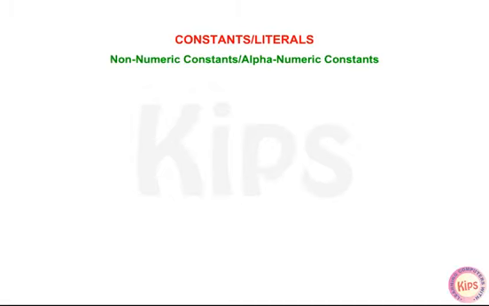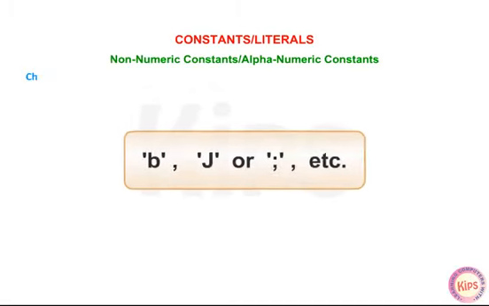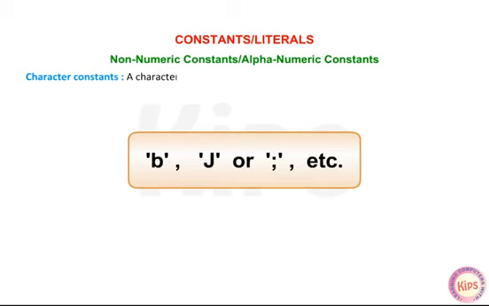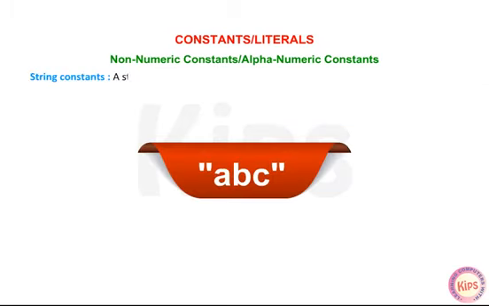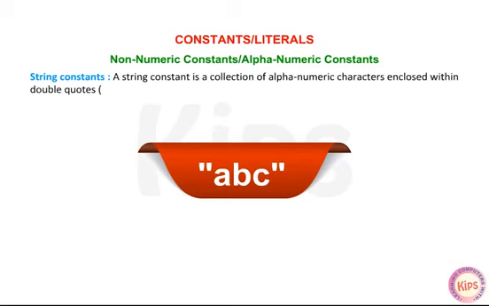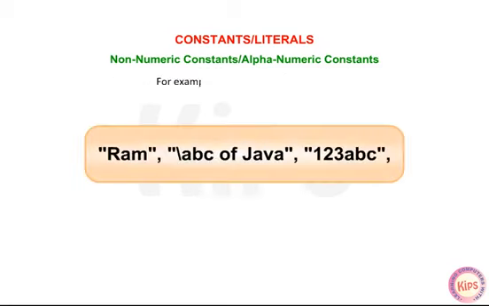Non-numeric constants or alphanumeric constants. Character constants. A character constant or literal is a single character enclosed in single quotes, such as 'B' or 'J' or ';'. String constants. A string constant is a collection of alphanumeric characters enclosed within double quotes. For example, "Ram", "Java", "123ABC".